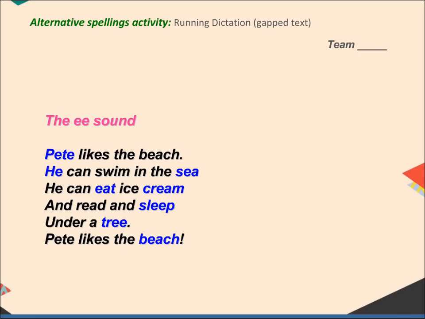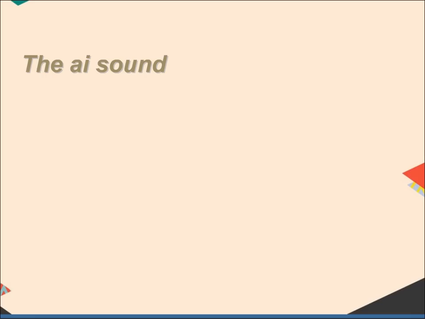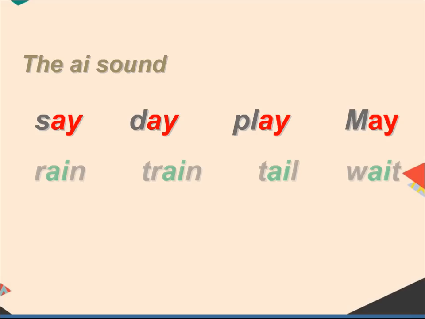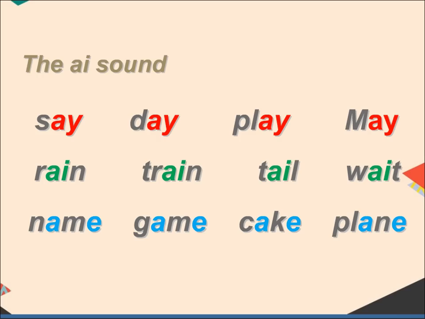So you can play this game, of course, with any alternative spellings, any long vowel sounds. What we're going to look at now is the A sound. Say, day, play, may, rain, train, tail, wait, name, game, cake, plane. So again, you can see the alternative spellings for this phoneme here.